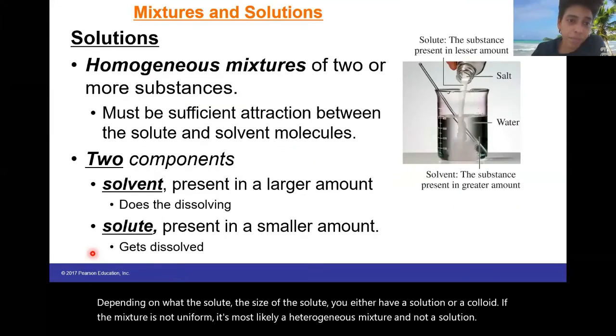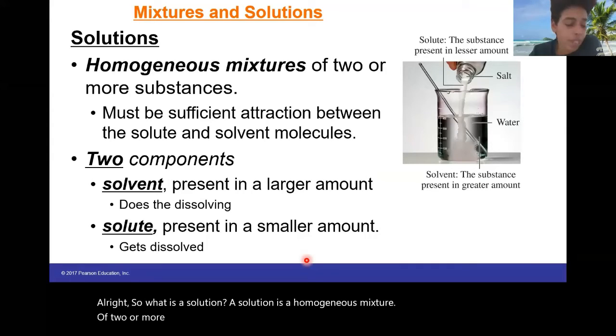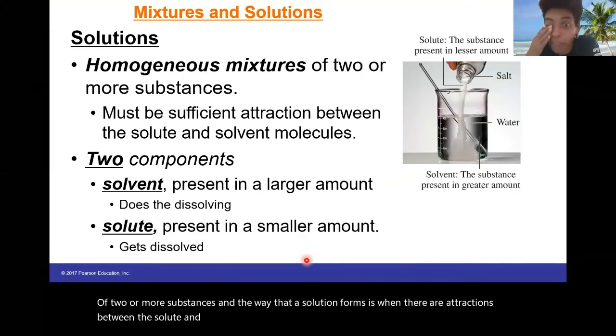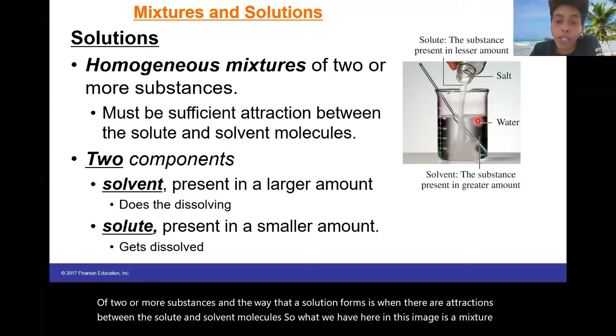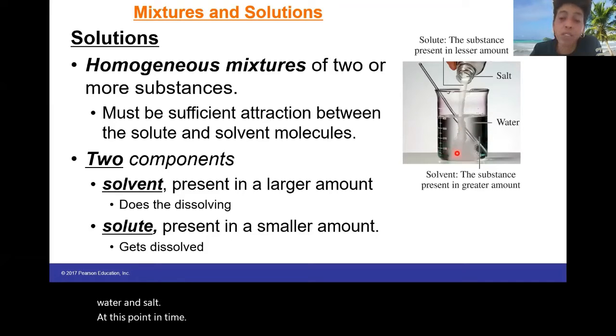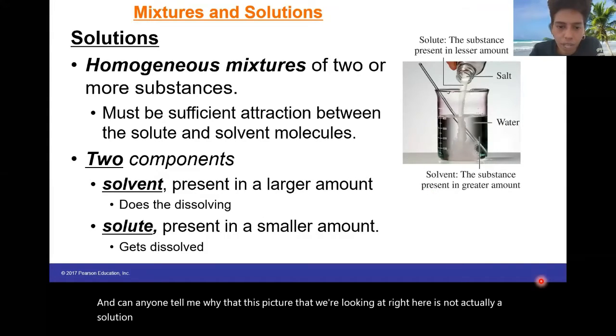All right, so what is a solution? A solution is a homogeneous mixture of 2 or more substances. And the way that a solution forms is when there are attractions between the solute and solvent molecules. So what we have here in this image is a mixture of water and salt. At this point in time, we don't actually have a solution. And can anyone tell me why this picture that we're looking at right here is not actually a solution? Anybody? Go ahead and raise your hand and I'll call on you.